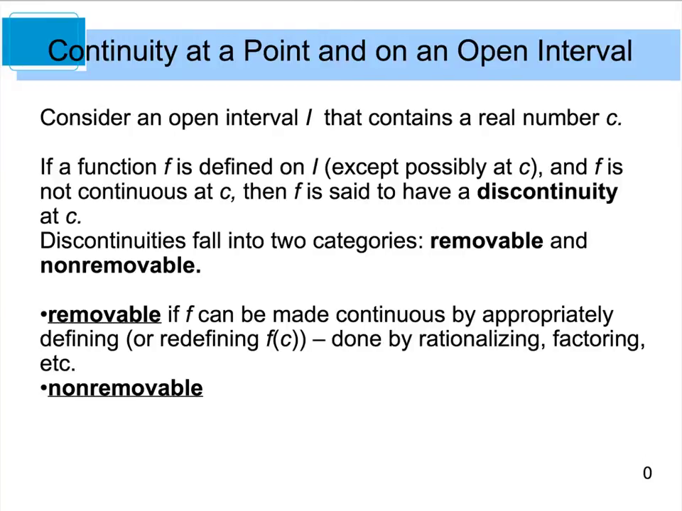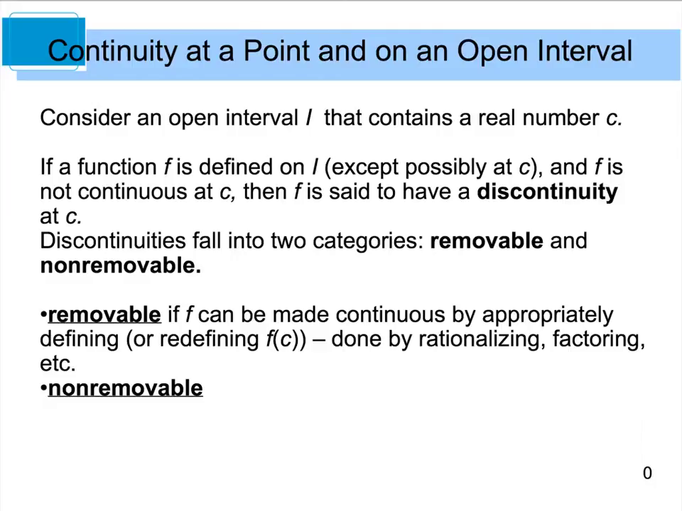If we have a discontinuity, we have two different types of discontinuities. One is a removable discontinuity. Now, a removable discontinuity is a function that can be made continuous by appropriately defining, or in some cases redefining, the function itself. And if you think, when we rationalized our numerators or when we factored, we were able to make a function that may have had one discontinuity continuous just by finding common factors and factoring that way and canceling things out so that we could then go back and recalculate.